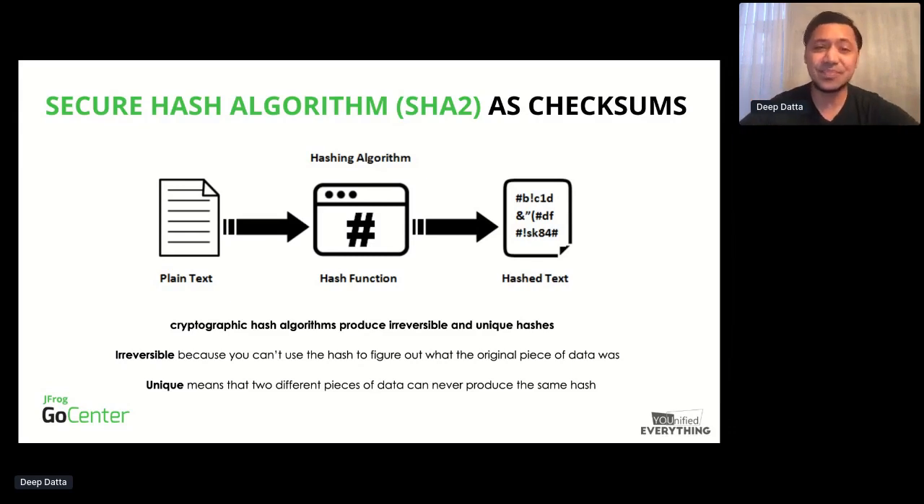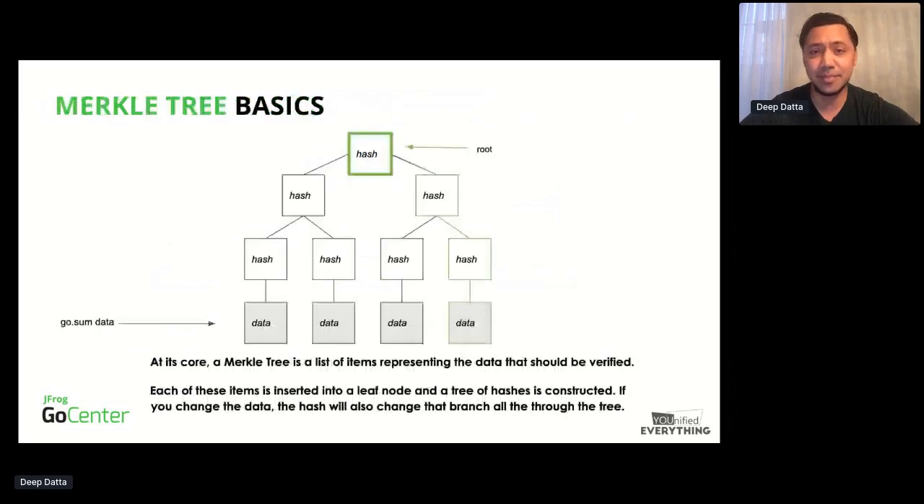All right, one more concept I want to talk about before going back to Go modules is the Merkle tree. Go's checksum database uses a Merkle tree structure, and this is something that is also used in blockchain. At its core, a Merkle tree is a list of items representing the data that should be verified. Each of these items is inserted in the bottom, in the leaf nodes, and then it is hashed, and then hashed again all the way up the tree.